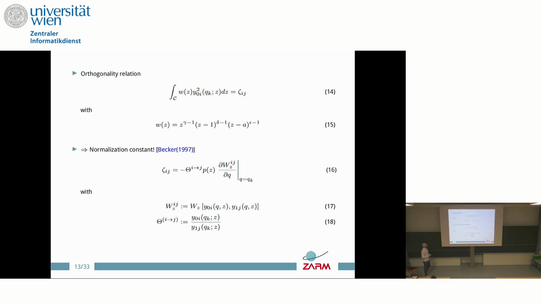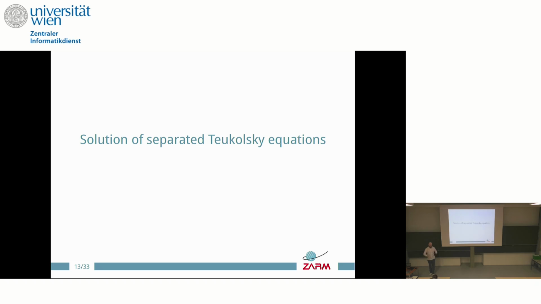And this normalization constant can also be expressed completely analytically in terms of every solution we have from the Heun functions now. So this is very important. Later I will come back to this when I discuss the Green's function for point scattering. Okay, so much for the Heun equation, how to solve the separated Teukolsky equations in the end.